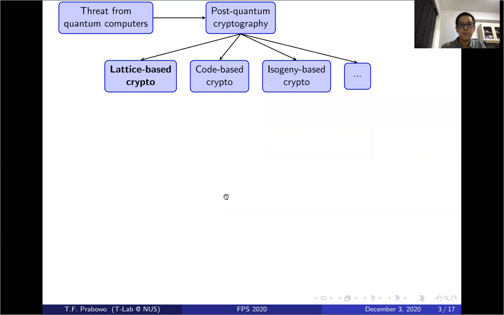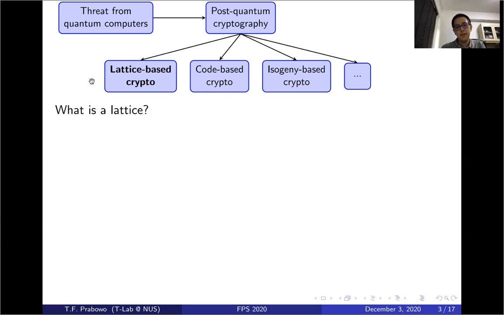a brief conclusion. So the big picture is there is a possible emergence of quantum computers, which is a threat to classical cryptography because some problems that were considered difficult before become no longer difficult once we have quantum computers of big enough size. And this gives rise to the field of post-quantum cryptography, which is the study of cryptographic schemes that are still secure even if the attacker has access to quantum computers. It has many branches, and one of them is lattice-based cryptography.